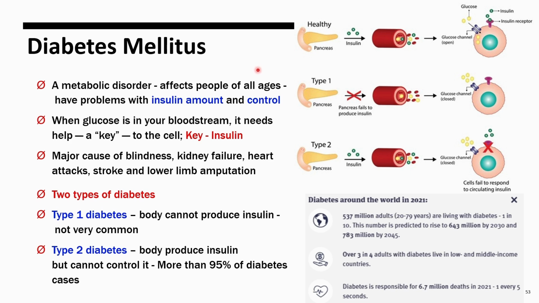So there are two types of diabetes, type 1 diabetes and type 2 diabetes. In type 1 diabetes patients, they cannot produce this insulin. Their body cannot produce it. Then what happens? The glucose will not go into the cells to be used. It will remain in the blood, and the blood glucose level will go high. In type 2, they can produce insulin, but they cannot control it. So still they cannot open the channel properly. More than 95% of diabetic cases are type 2 diabetes.